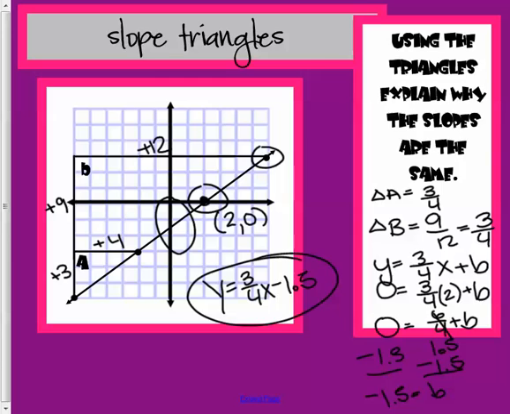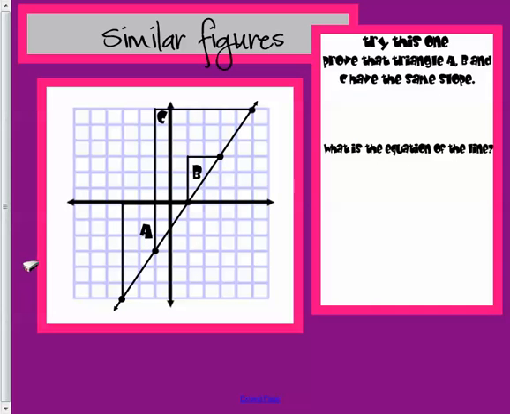Okay, go ahead and try this one for me, and I'll be back in just a second to show you the answer. Prove that triangles A, B, and C all have the same slope, and then write the equation of the line. Okay, so here's what I did.